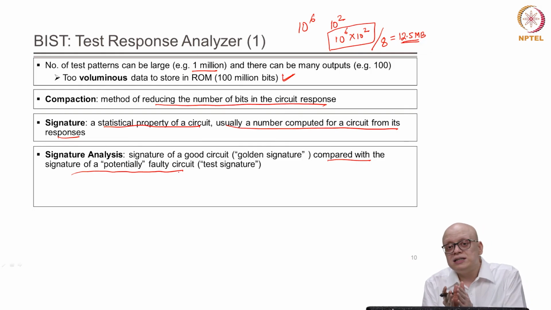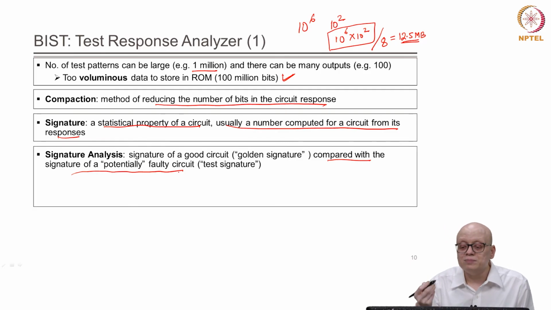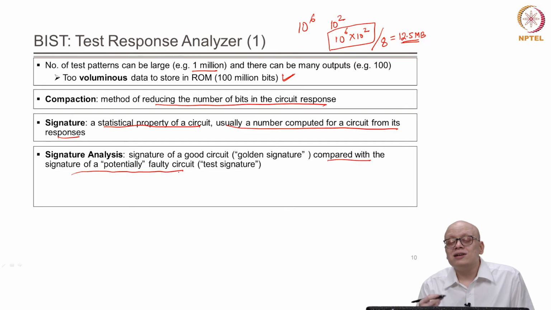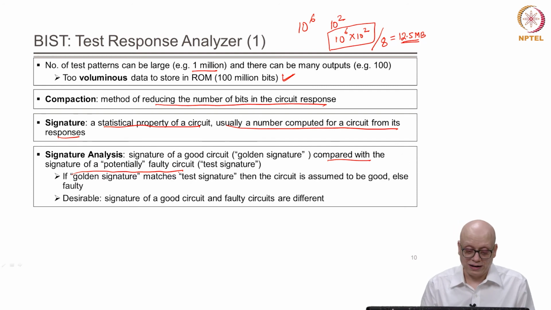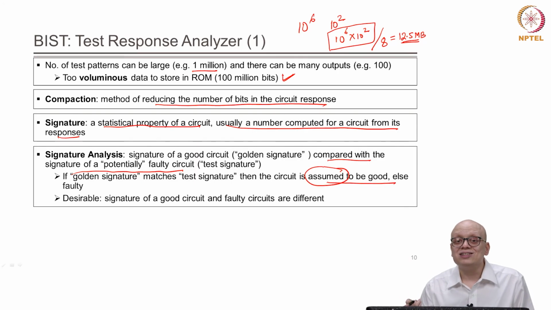So, we compute, for example, the number of ones that we are getting in 100 million bits. That is the test signature, and we compare it with the number of bits that are expected to be 1 in the golden circuit, or a fault free circuit. If those numbers match, we say that the circuit is good, else it is faulty. If the golden signature matches the test signature, then the circuit is assumed to be good, else it is faulty.